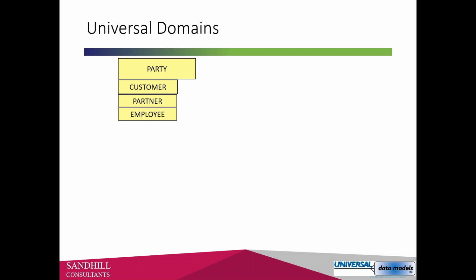So we'll use the universal domain model. Everybody on the phone, do you have parties that you deal with? Do you have roles or entities that you deal with, like customers or partners, employees? So of course you do. Everybody has these parties that we deal with.